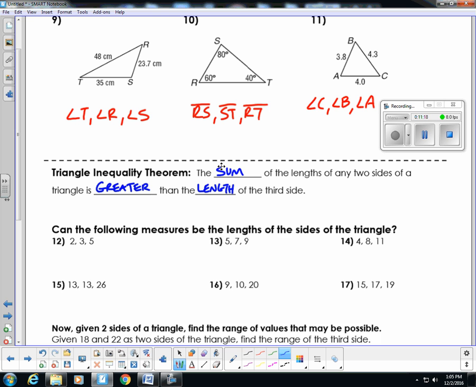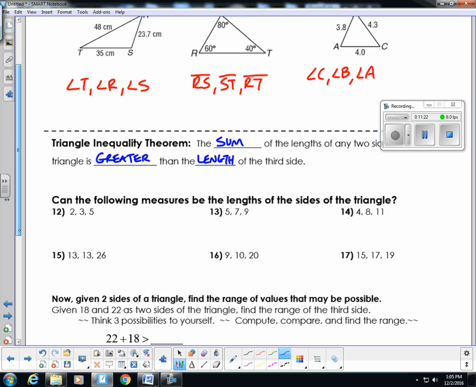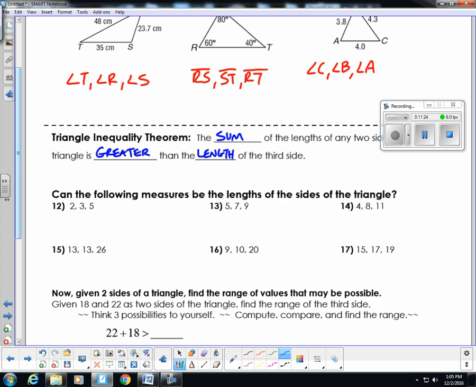If all three combinations hold true, or keep this triangle inequality theorem true, then you can have a triangle. For example, in number 12, here are the lengths of the sides of our triangle, 2, 3, 5. So if you drew a triangle, 2, 3, 5, I add up two of the three sides. So I'm going to go 2 plus 3. Is 2 plus 3 greater than 5? No, it's equal to. So I'm going to put an X.